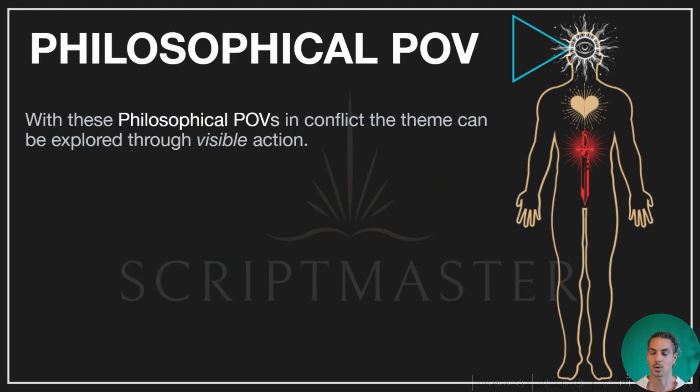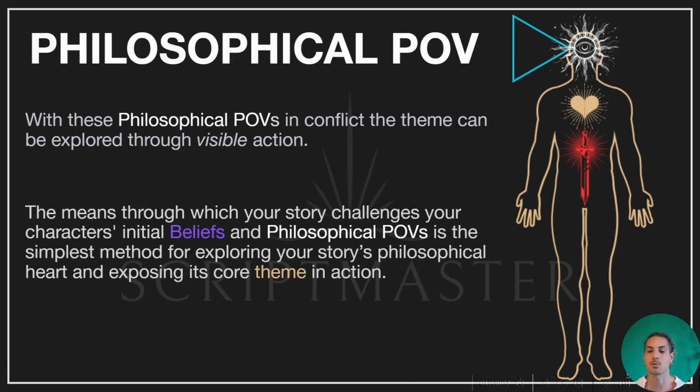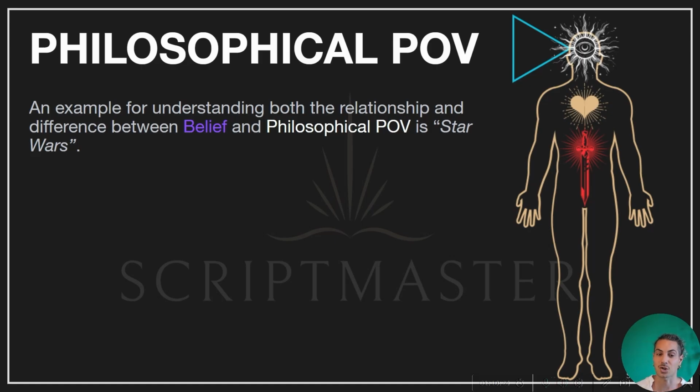So with these philosophical points of view in conflict, the story's theme gets to be explored in a way we as the readers and audiences can easily understand because we see it happening in visible action. We hear and see what characters believe and do, and then the theme is brought to life for us simply. So the means through which your story challenges your characters' initial beliefs and philosophical points of view is going to be one of the simplest methods you'll find for exploring your story's philosophical heart and therefore exploring its core theme in action.